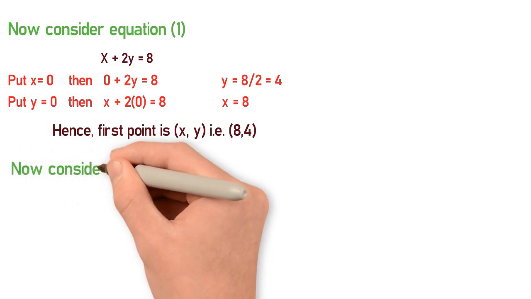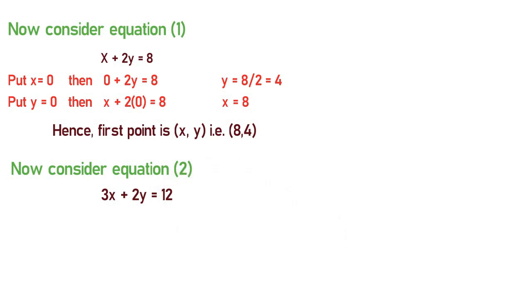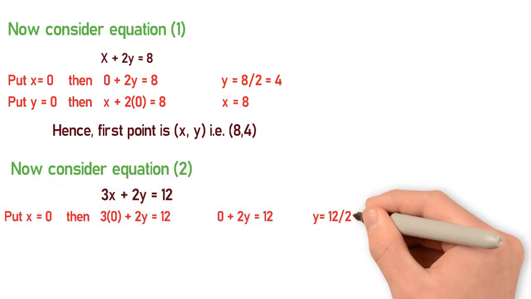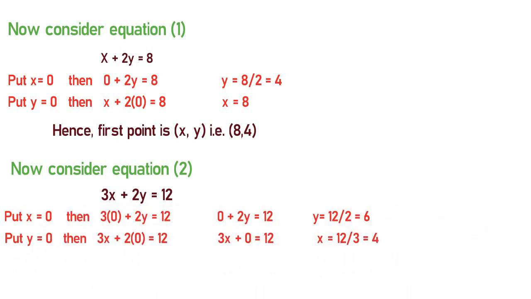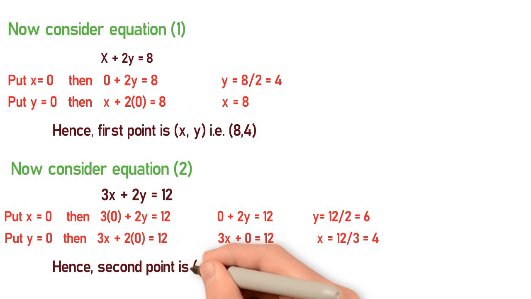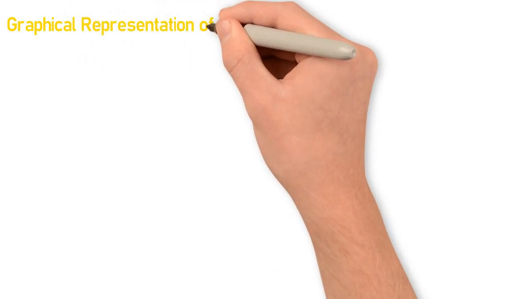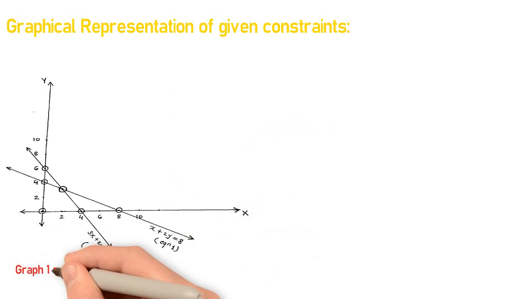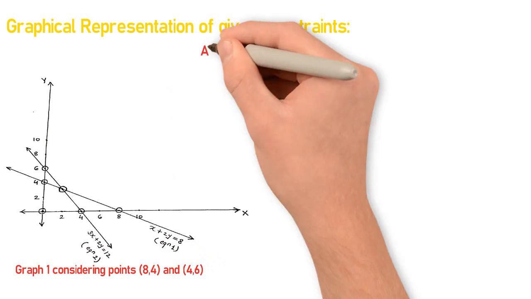Now consider equation number 2, that is 3x plus 2y equal to 12. In this equation also put x equal to 0 and find the value of y. Again in the same equation put y equal to 0 and find the value of x. So here our second point is 4 comma 6. Now we have 2 points, the first point is 8 comma 4 and the second point is 4 comma 6. So by using these 2 points we will generate graph 1.